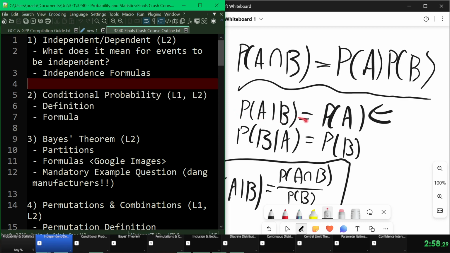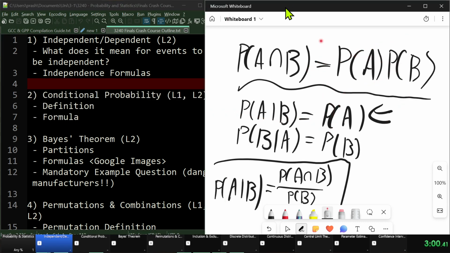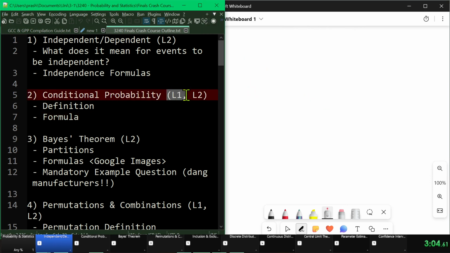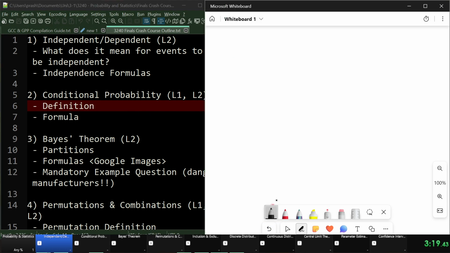Alright, next up, conditional probability. Let me erase this. I have these L1, L2 numbers here. These are the lecture notes. So if you want conditional probability, you look at lecture 1 and lecture 2. Conditional probability. What we have is our classic formula. This one. No, I don't want it as laser pointer. I want it as a pencil.